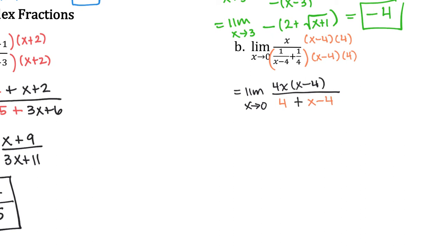Okay, let me simplify the denominator and then see if it got any better. The 4 plus x minus 4, the 4's cancel. I'm just left with an x at the bottom, which means I can now cancel this x out with this x out, which is great because now I don't even have a denominator.